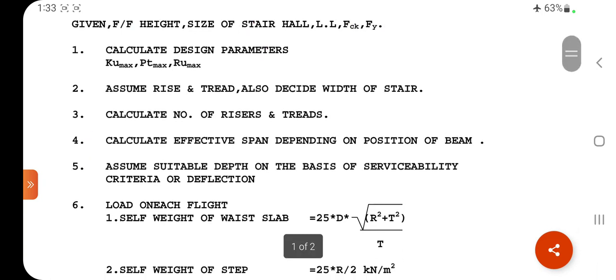Then step number 1. Step number 1 is to calculate the design parameters, which are KU max, PT max and RU max.